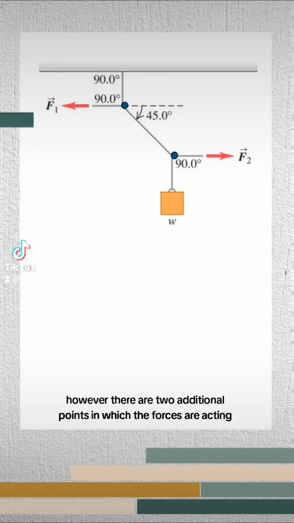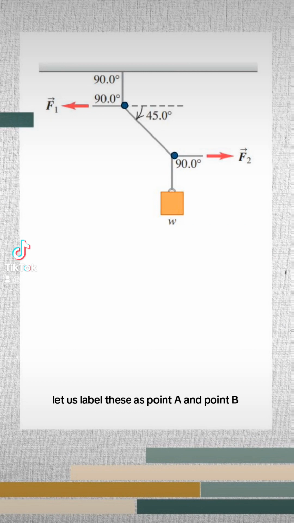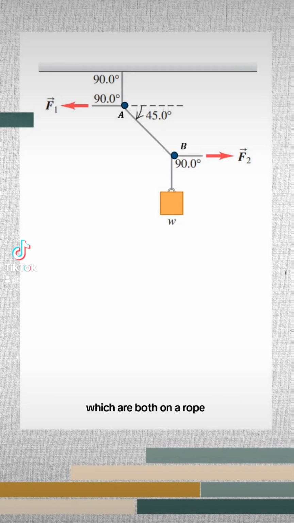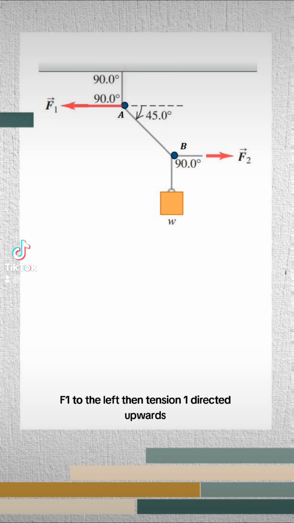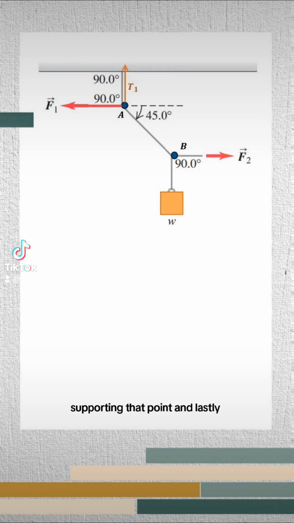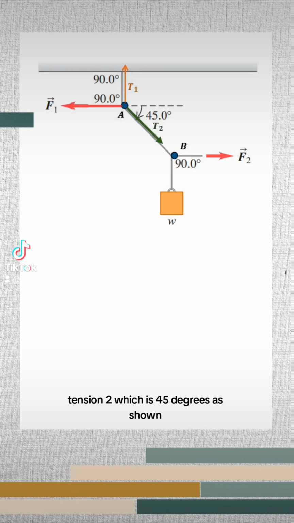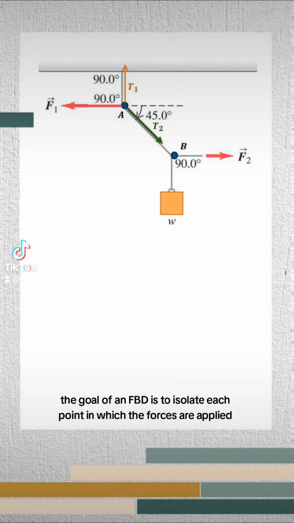However, there are two additional points in which the forces are acting. Let us label these as point A and point B, which are both on a rope. At point A, there are three forces present: F1 to the left, then tension 1 directed upwards supporting that point, and lastly tension 2, which is 45 degrees as shown. The goal of an FBD is to isolate each point in which the forces are applied so that we can make sense of their effect.